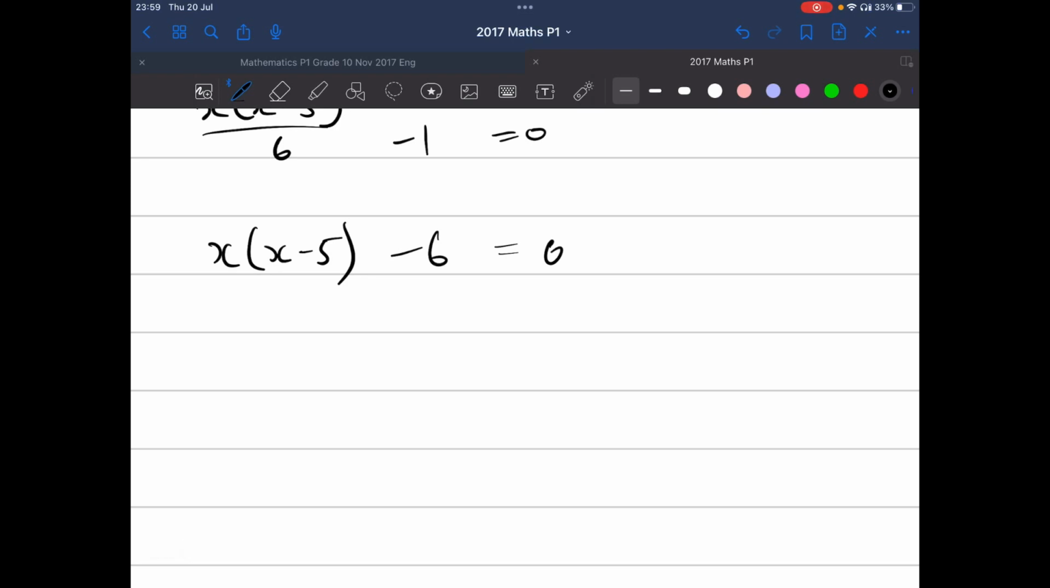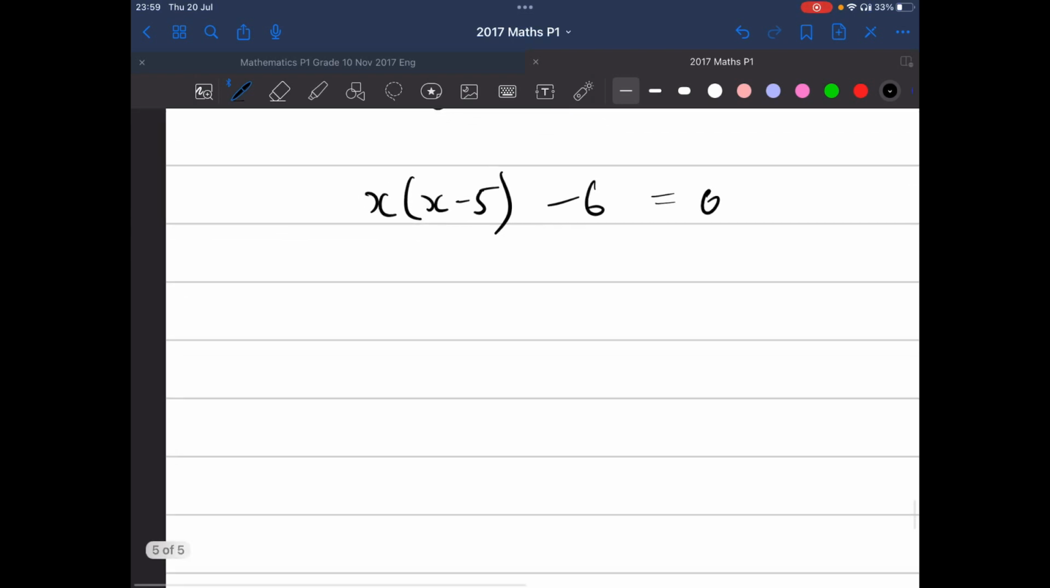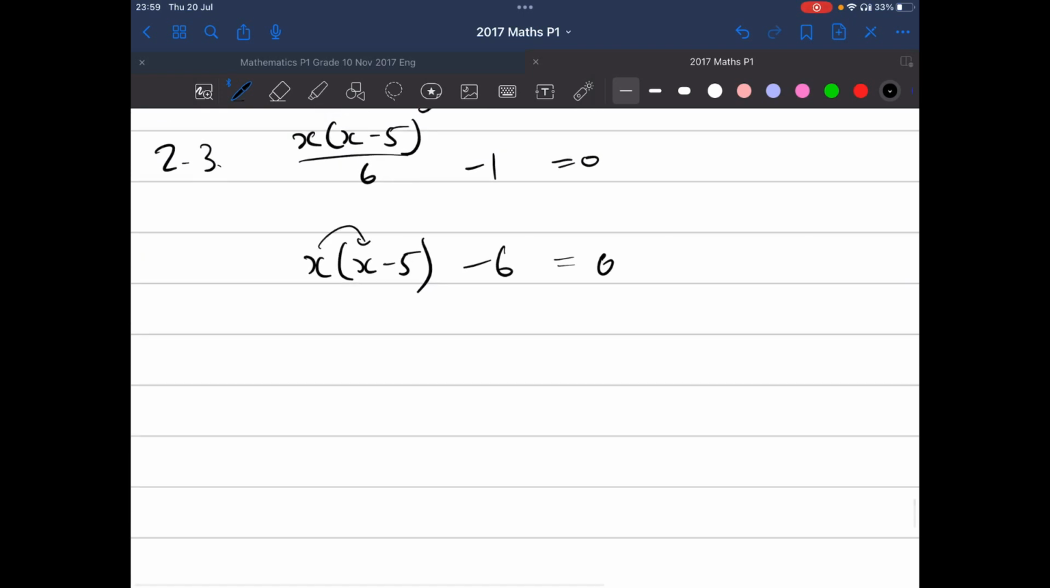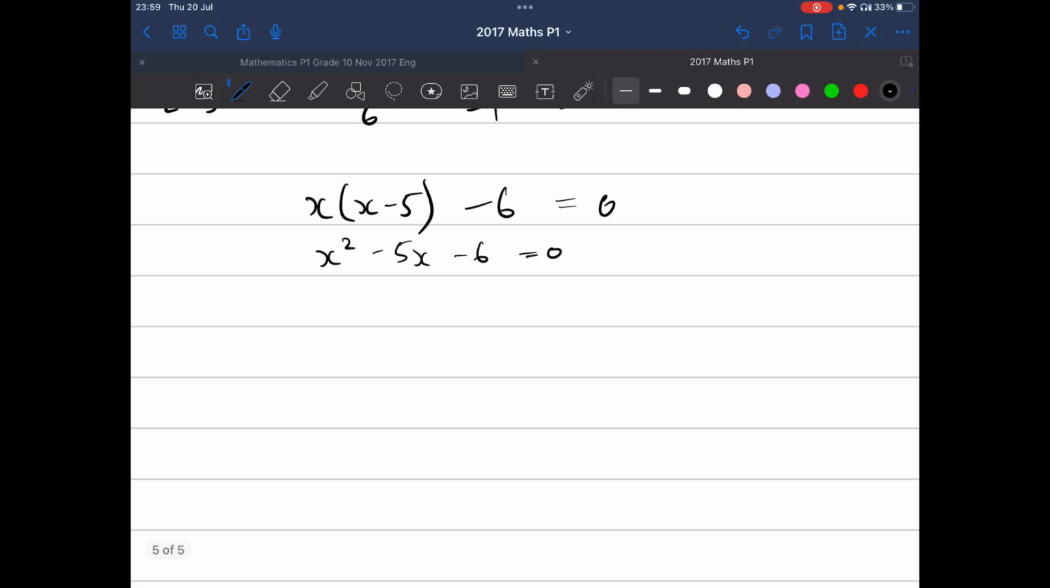And now you can see I'm going to end up with a quadratic equation because I'm getting squares here. So let's say x squared minus 5x minus 6 equals 0. Now we have a trinomial. So how do we factorize a trinomial? Well, we need to find our common factors.